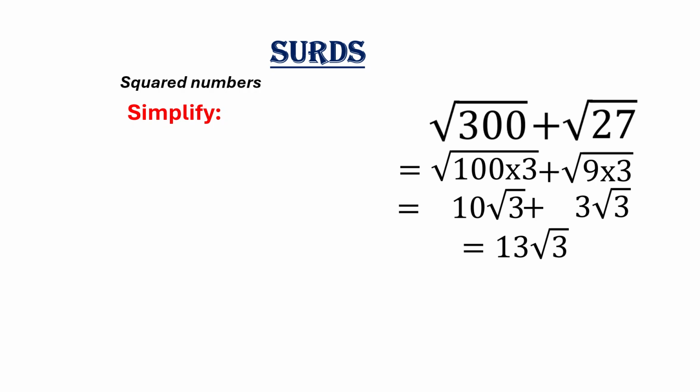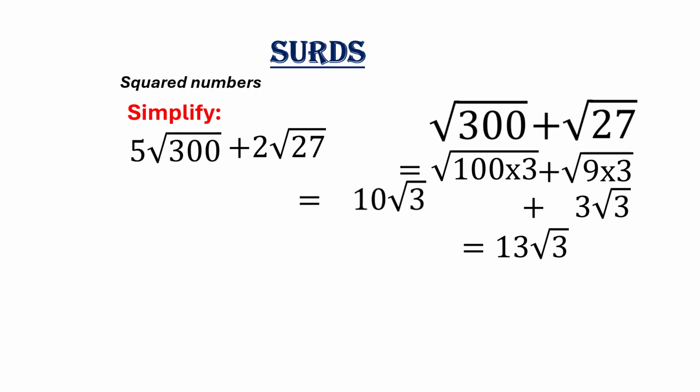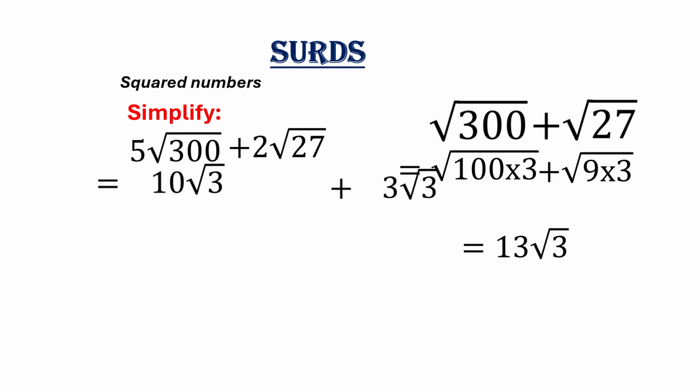Now, what if it was like this? What if we have 5 root 3, root 300 plus 2 root 27? So we added numbers in front of them. We'll first keep the numbers, the 5 and 2. We know root 300 is 10 root 3, we just did it. And root 27 is 3 root 3. So keep the 5 and keep the 2. So it's 5 times 10 root 3 plus 2 times 3 root 3.